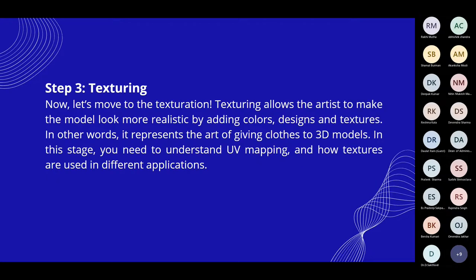Next is texturing. Texturing allows the artist, the user, to make the model look more realistic by adding colors, designs, and texture. Texture in the form of coarse or sparse, designed in an effective manner by adding colors as well as shapes. It is the art of giving clothes to 3D models. So in order to make the most presentable model, we use texturing.